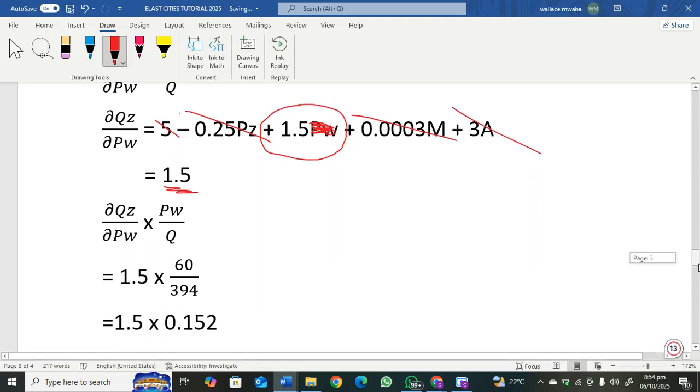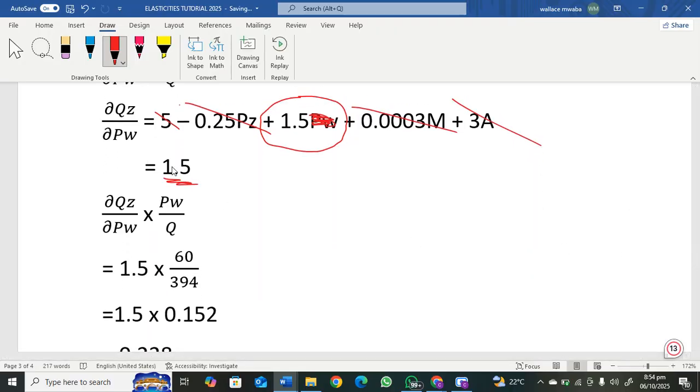Once you find the partial derivative, you use the formula. Partial derivative of QZ over PW, 1.5, times PW, 60, over Q, which is 394.